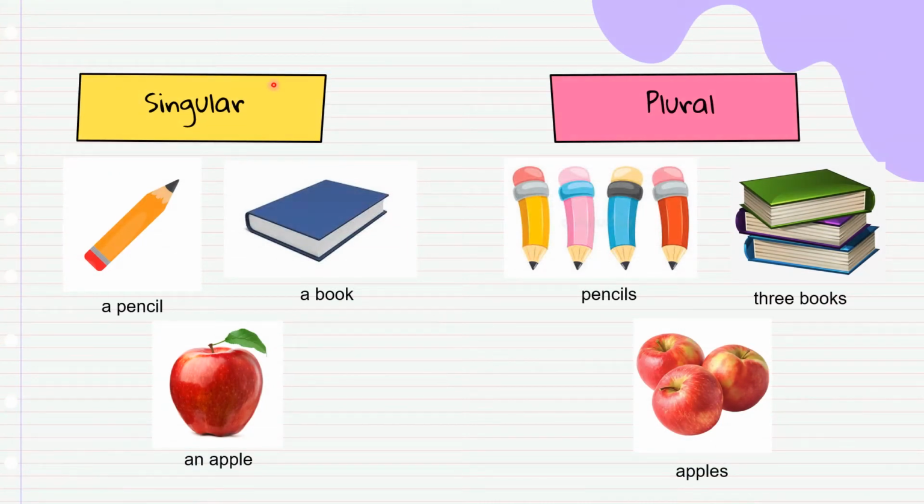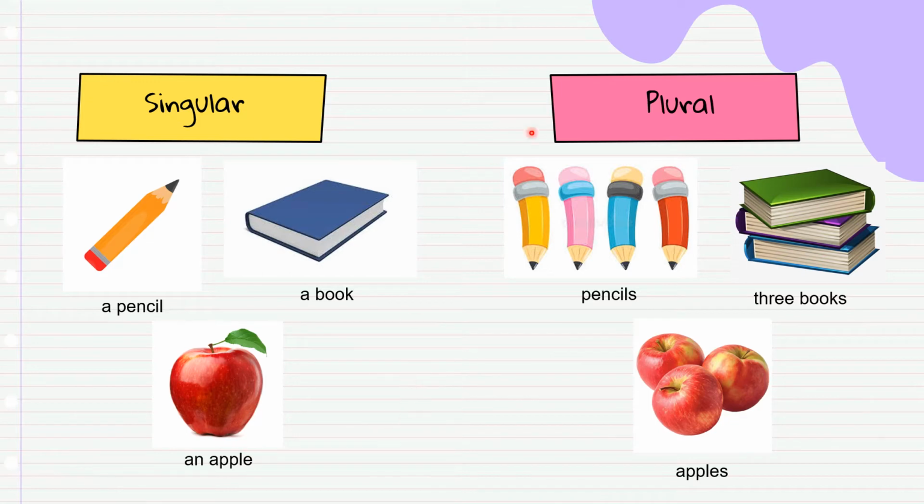Okay, we have 2 here, singular and plural. We are going to look at the singular first. Okay, the first one is a pencil. Singular ni maksud dia satu. Jadi maknanya benda tu cuma ada satu saja. Just like the picture here, we have one pencil, a pencil. And then we are going to look at the second picture, a book. Okay, the third one is an apple. Okay, why do we use an here? It is because apple is the first letter is a vowel, A-E-I-O-U.